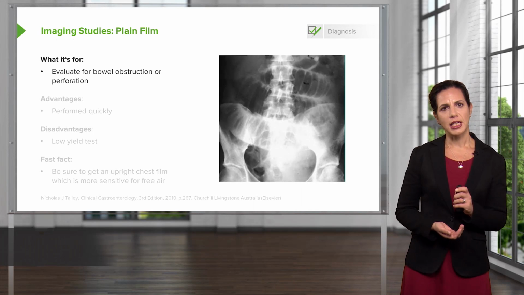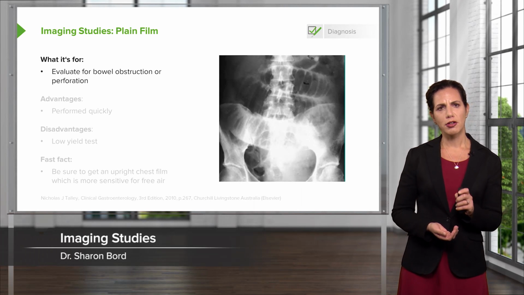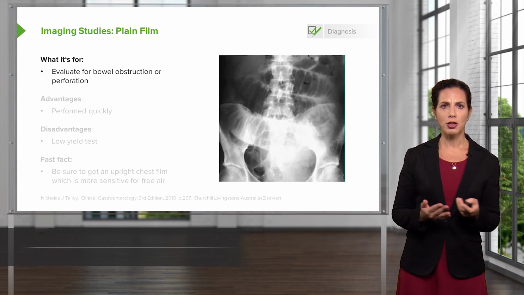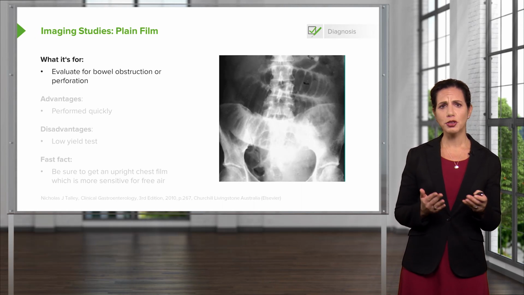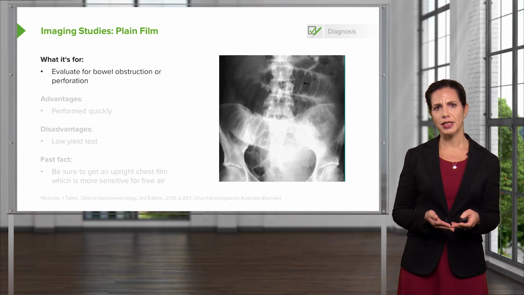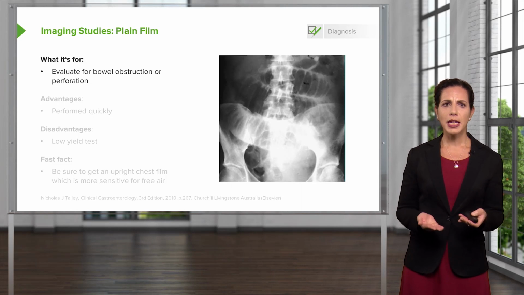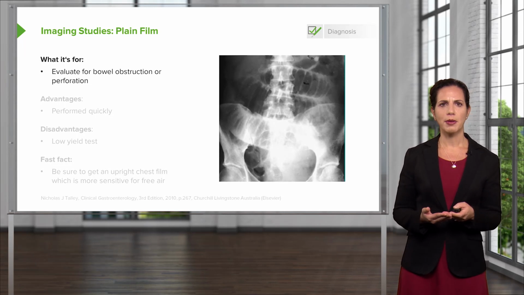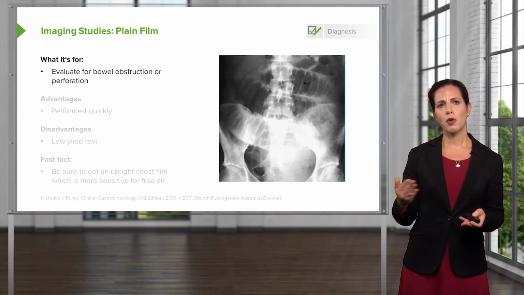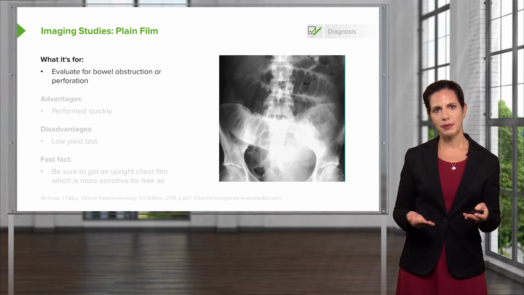After we've sent off our blood tests, we definitely want to start thinking about whether or not our patient needs abdominal imaging. We have a few choices when we're thinking about abdominal imaging. The first thing that we can do is possibly a plain film. A plain film is basically used to evaluate for bowel obstruction or possibly perforation of the viscus.